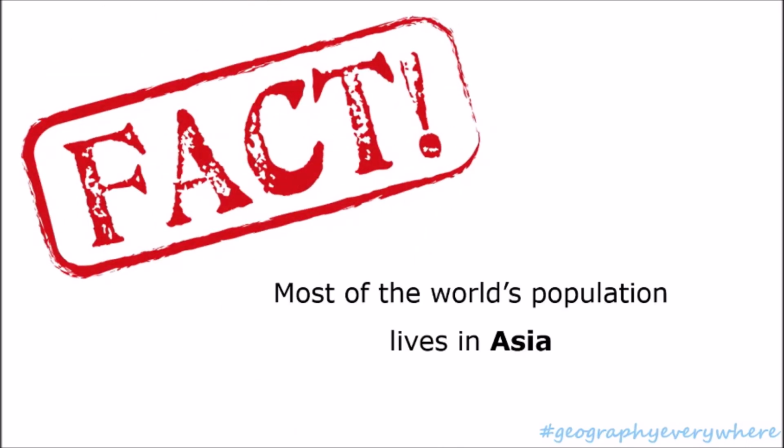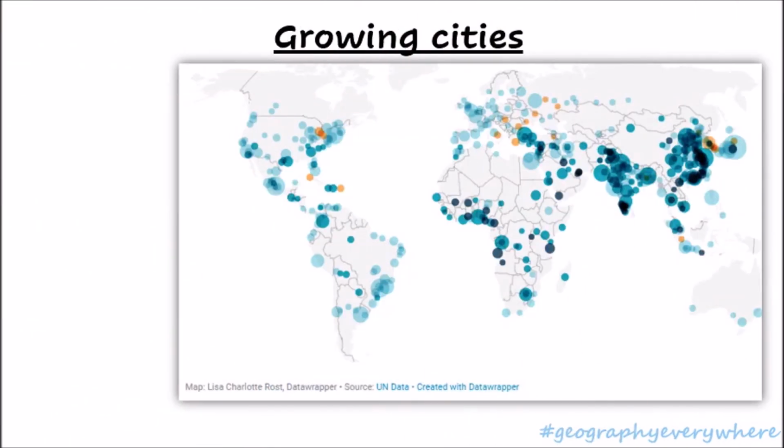Fact: most of the world's population lives in Asia. We just saw that 60% of the world's population lives in Asia. That means that out of every 3 people in the world, 2 of them live in Asia. Let's look at the next map. This map shows different cities around the world. This time it does not show their population, but it shows how much their population is growing, their population growth.